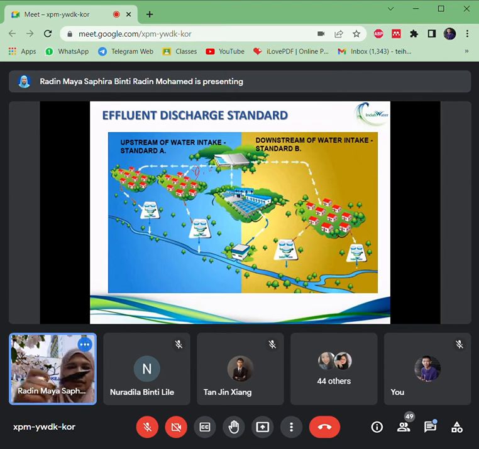Senyap je. Okay, contoh Muhammad Daniel punya rumah in this area. Okay, in this area, we need to know the water intake in that area. So in this case, this is the water intake. Perasan tak ni air yang masuk ni? This is the water intake.